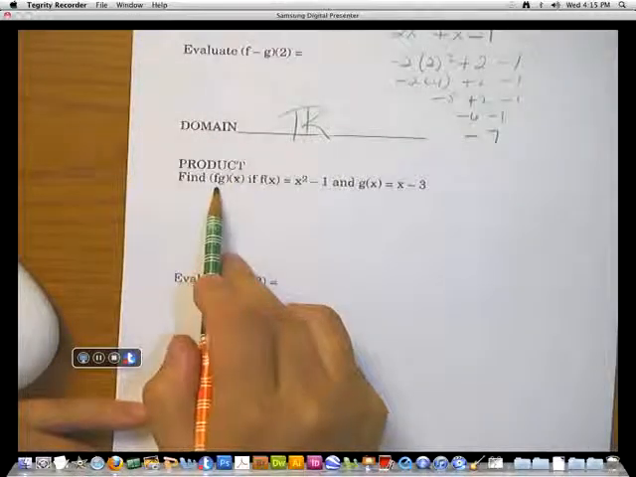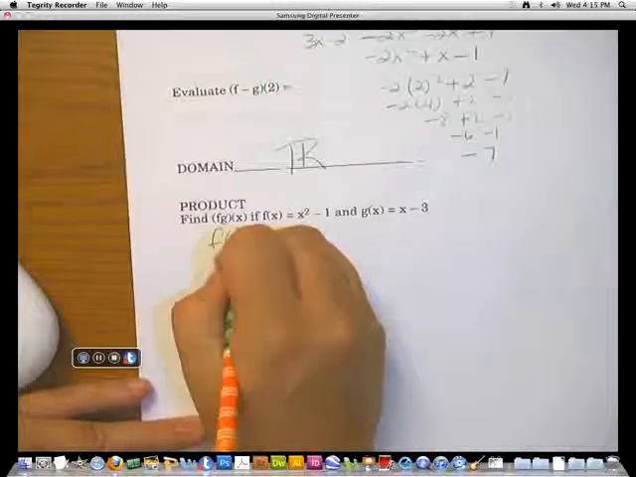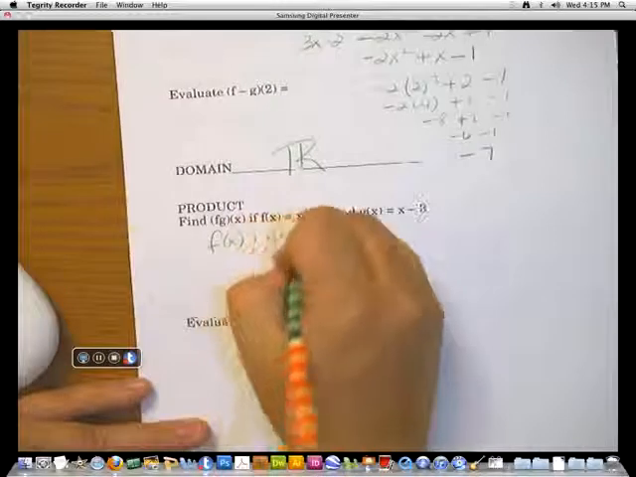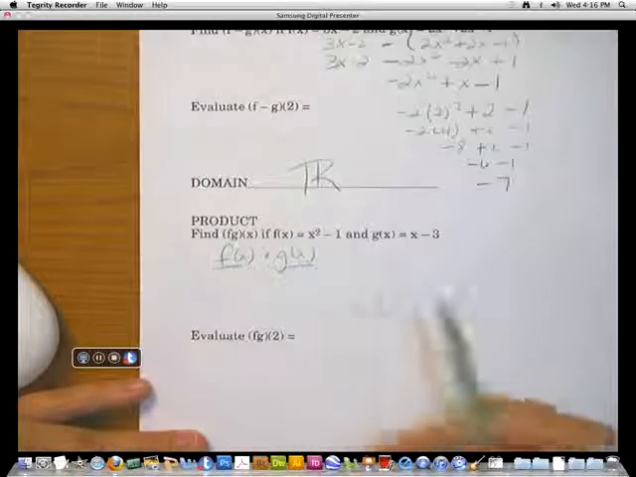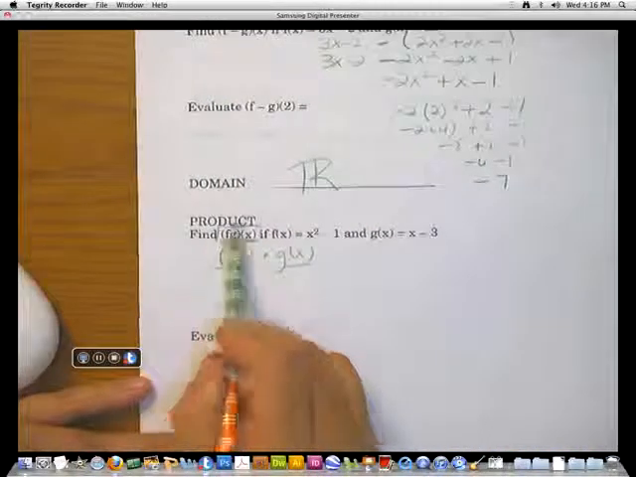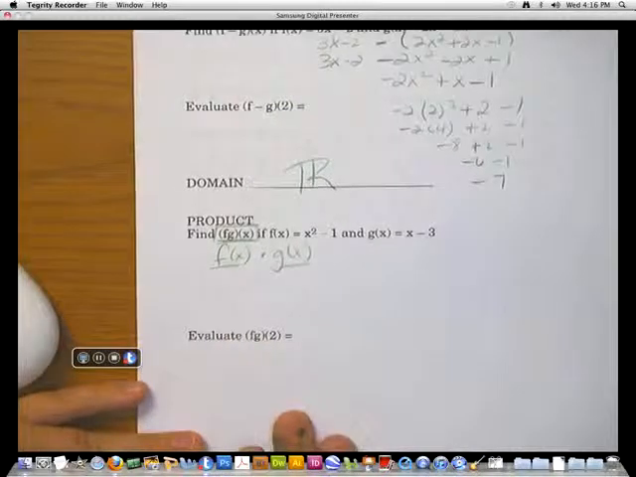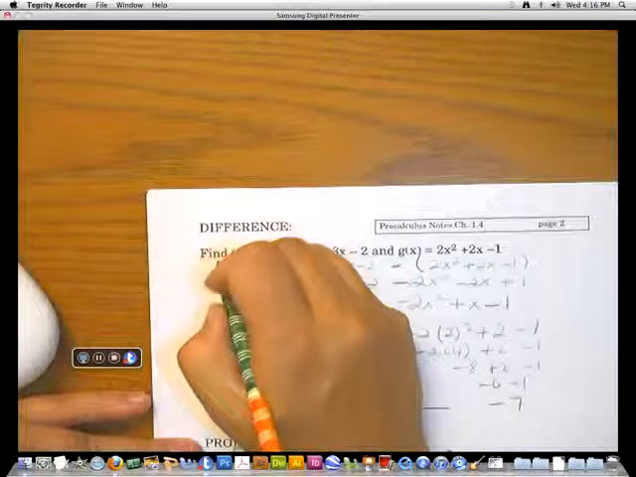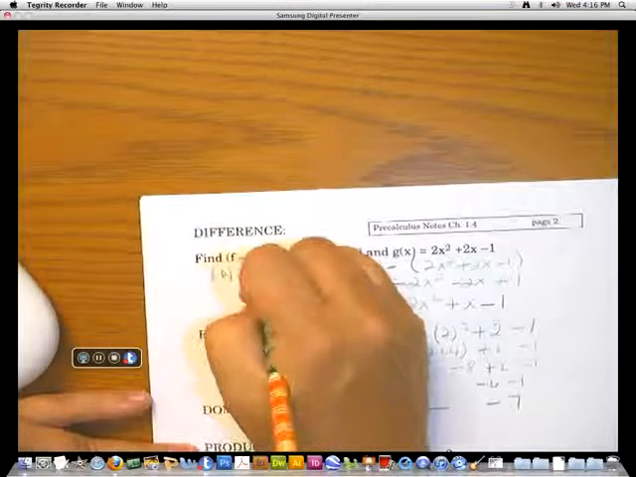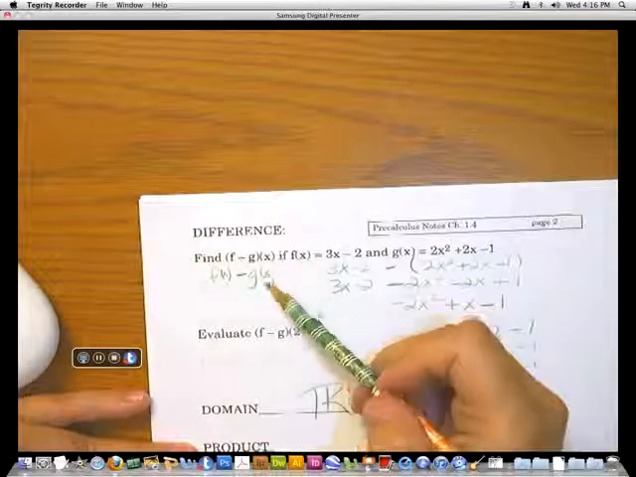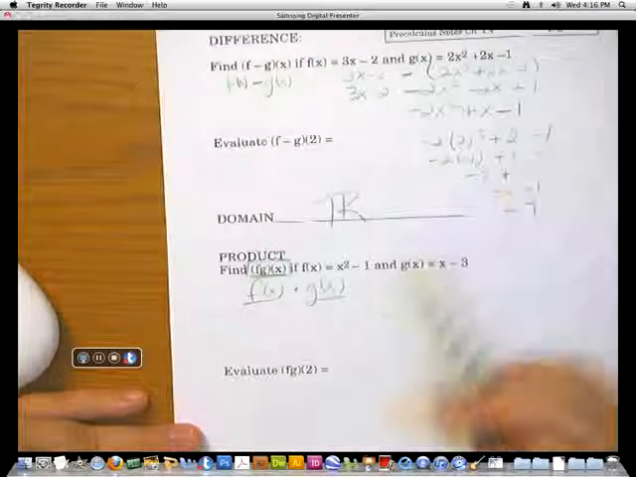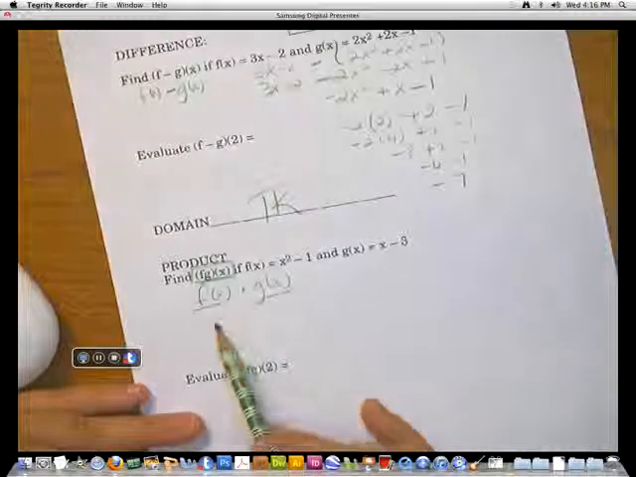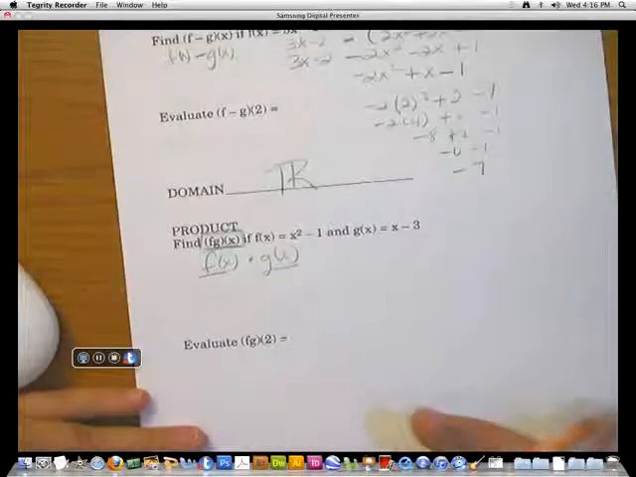Product or multiplication, we're just going to be multiplying the functions together. They mean the same thing. Multiply one function by the other. This is just another way to write the exact same thing. And I could have done that up here. I could have said f of x minus g of x. They mean the exact same thing. I'm taking one function, subtracting the other, one function, multiplying the other.